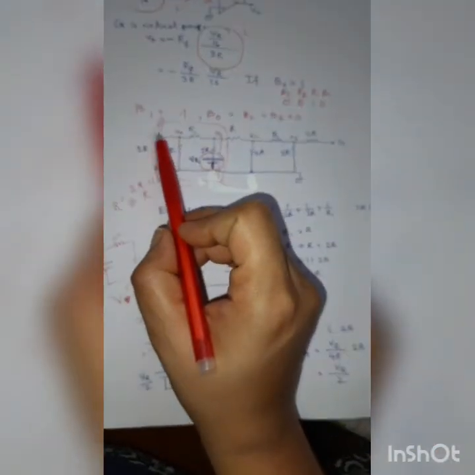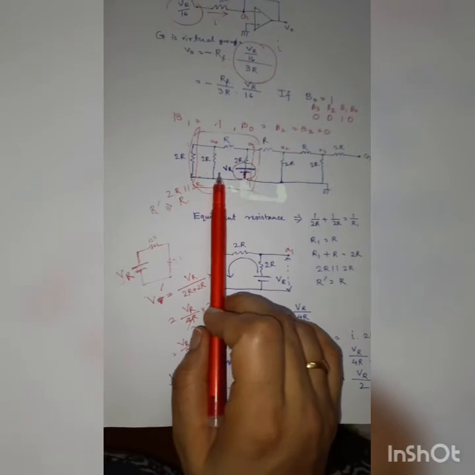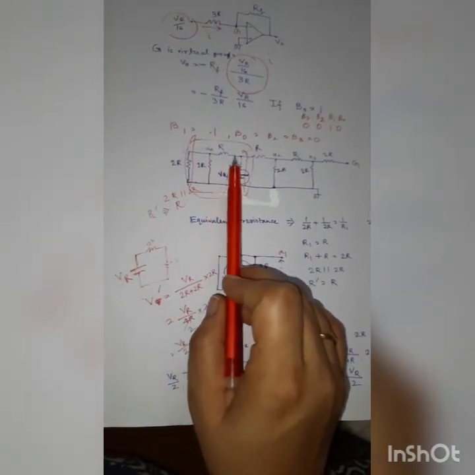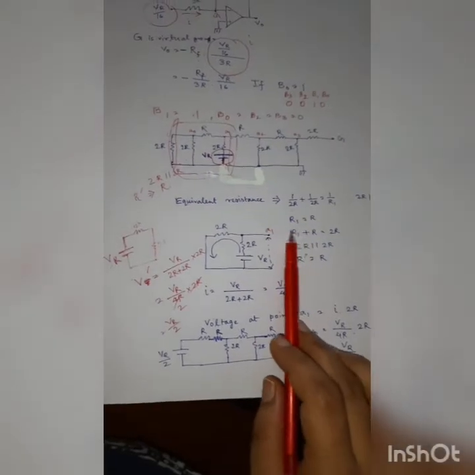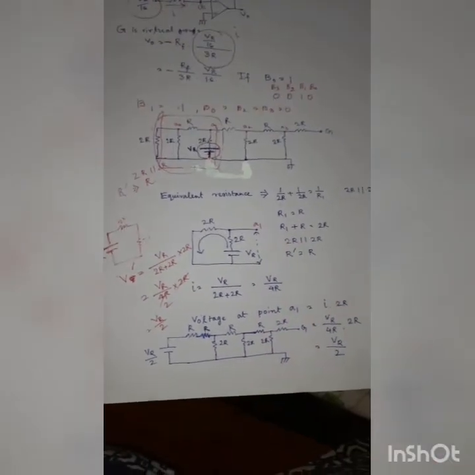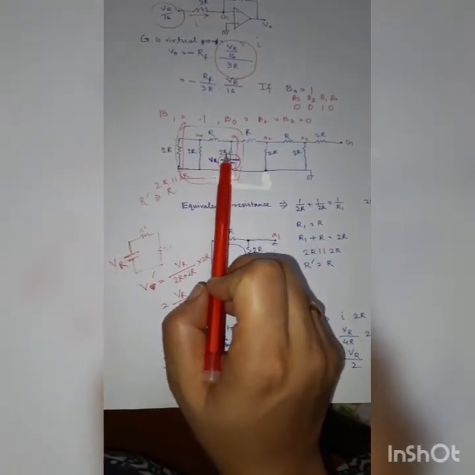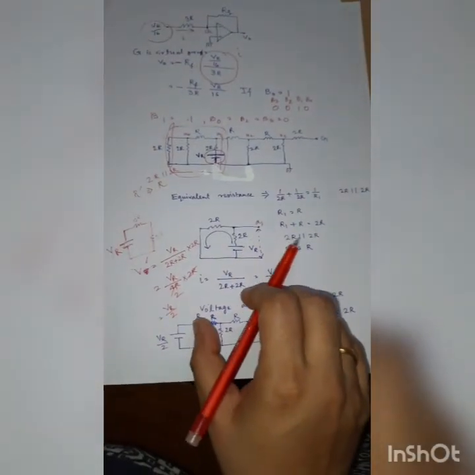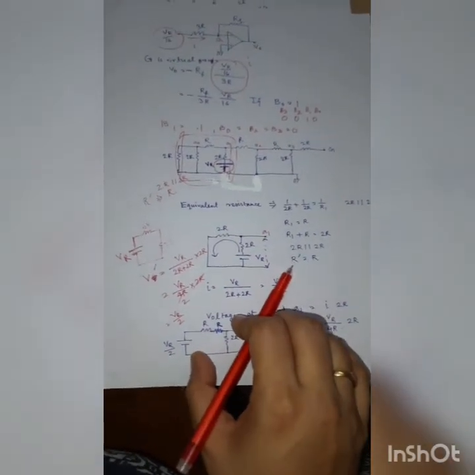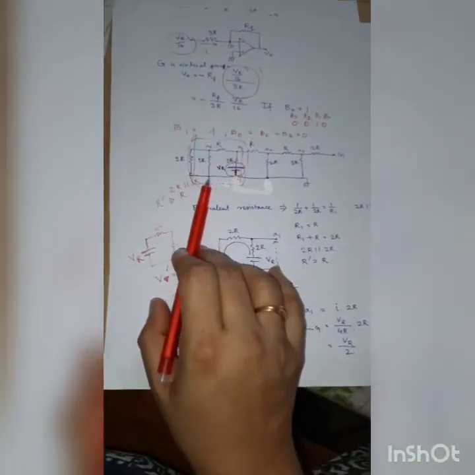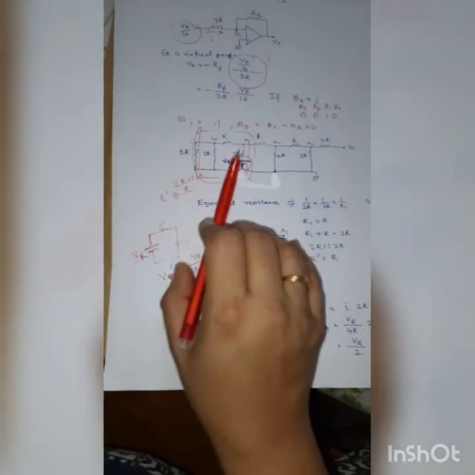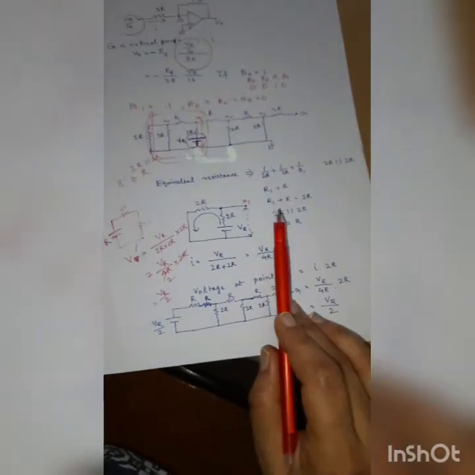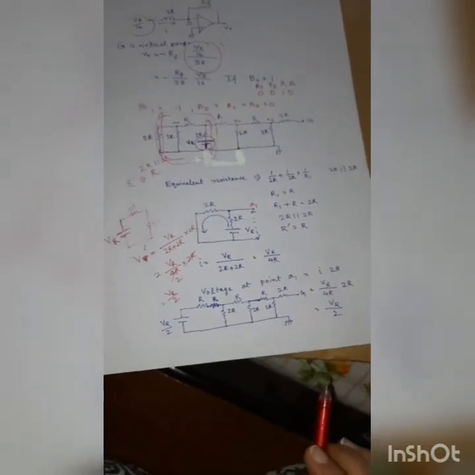So up to this, the equivalent resistance will be R, and that will again be connected with this R in series. So R1 plus R, that is 2R. And this 2R is again connected with this 2R in parallel. So again 2R parallel with 2R means R dash, the equivalent resistance of this overall circuit, this part up to A1, is R dash, and that will be R because 2R is again parallel with 2R, so it will be R.